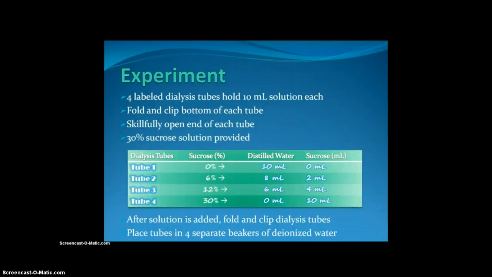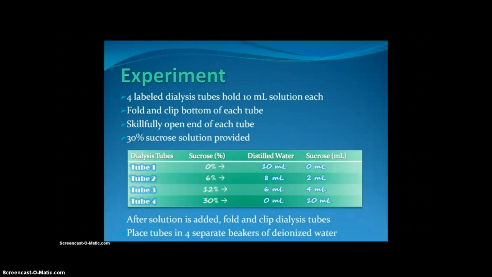For the first experiment, we had 4 dialysis tubes labeled 1 through 4, each holding up to 10 milliliters of a solution. We first folded over and clipped the bottom of each tube to prevent leaking. We then opened the other end of each tube, which required a certain technique in which we placed the tubing under a stream of water and tried rubbing it open with dry fingers.